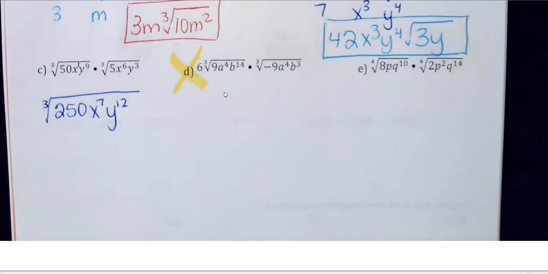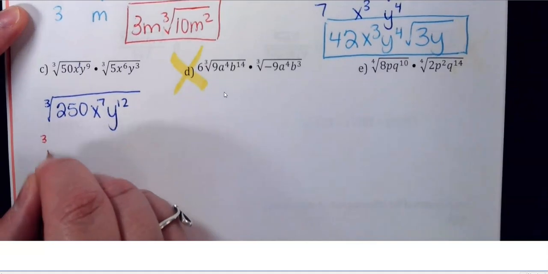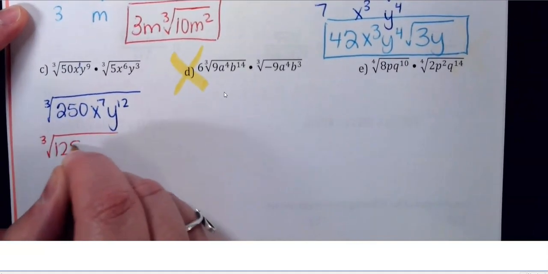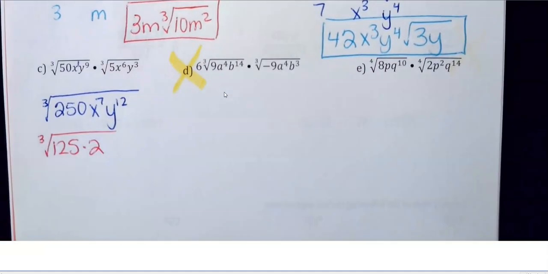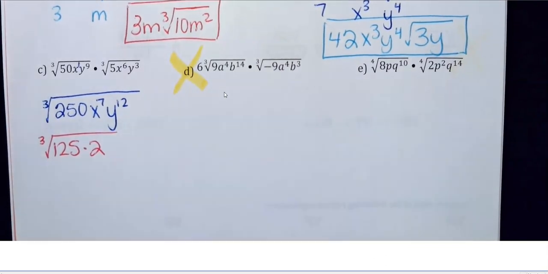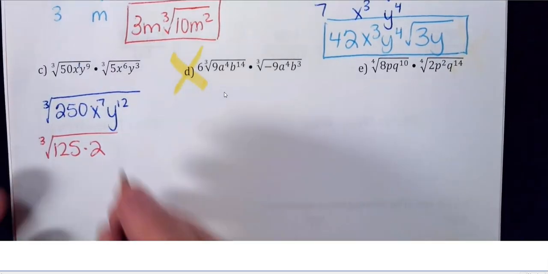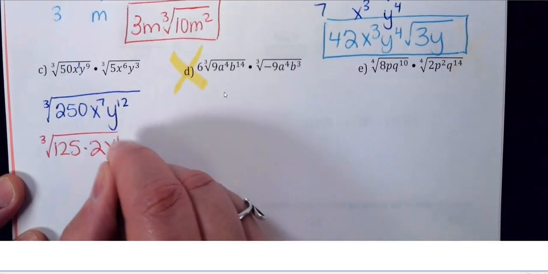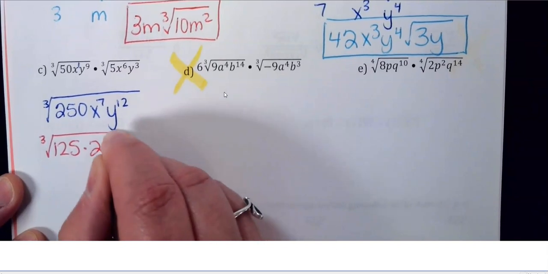Anybody know the biggest perfect cube that would go into 250? 125 for sure. Okay, so I'm just going to rewrite that real quick. So it's a product of perfect cube, which would be the 125. And then that's just times 2. Now, x to the 7th, not divisible by 3 when we're under a cube root. So I'm going to break that apart. Out of 7, the biggest thing 3 would go into would be 6. So I would rewrite that as x to the 6 times x.